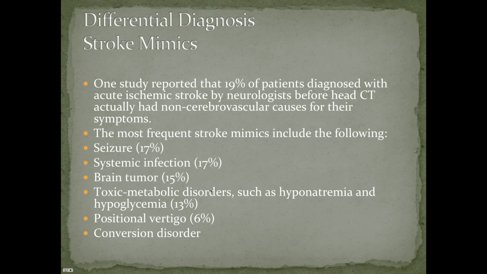Now, they did one study where they had neurologists evaluate a patient with acute neurologic symptoms and determine if they thought they had a stroke. And they got it right about 81% of the time once they got further advanced imaging. 19% of the time they missed it. And when they missed it, the most frequent mimics were seizure, systemic infection, brain tumors, low sodium or low sugar, or peripheral vertigo or conversion disorder, which basically means they have a psychosomatic cause. We'll go into seizures later, but a seizure could present as a stroke in that you could have some alteration of level of consciousness.